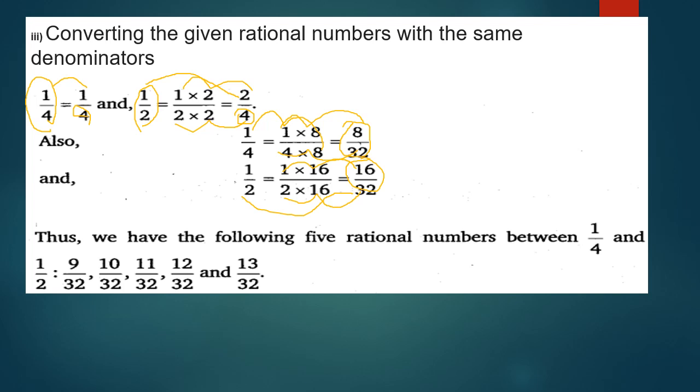by 32. So now we can write the rational numbers between 1 by 4 and 1 by 2 as 9 by 32. Children, here you can observe 9 by 32, 10 by 32, 11 by 32, 12 by 32, 13 by 32, 14 by 32, 15 by 32. But here I considered only the 5 rational numbers: 1, 2, 3, 4, 5. Now let us move on to the next one.